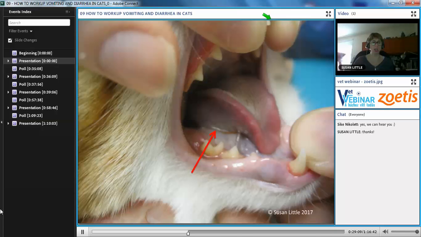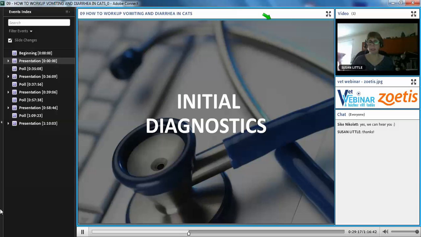So make sure you get a good look under the tongue. So that's our initial approach to history, to physical exam, and the type of assessments that they need. What about initial diagnostics in these patients?